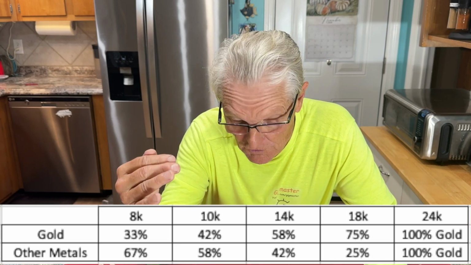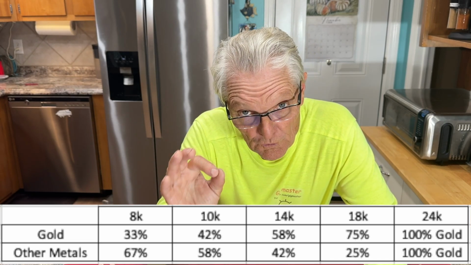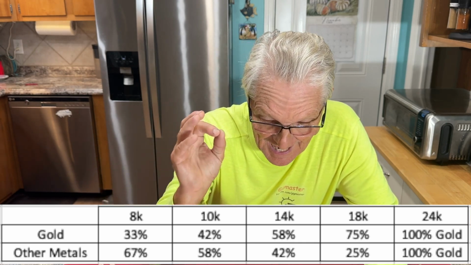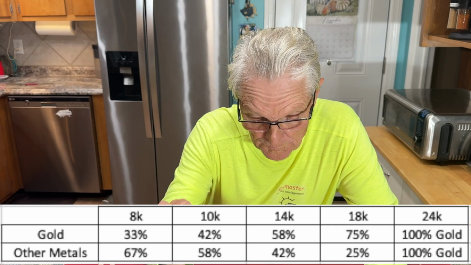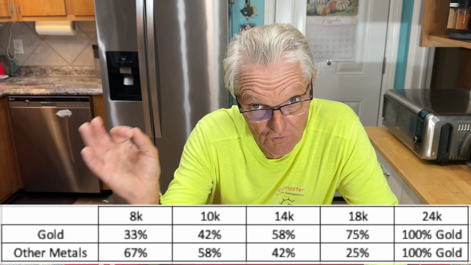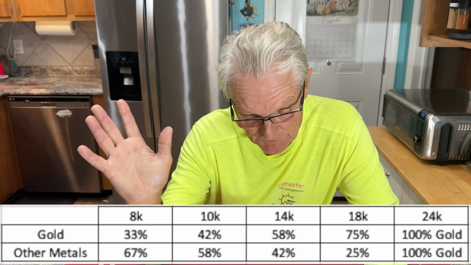14 karat is over half gold. It's actually 58% gold and 42% other metals. 18 karat, we talked about that, is 75% gold and 25% other metals. Of course, 24 karat, pure gold, 100%, no problems there.